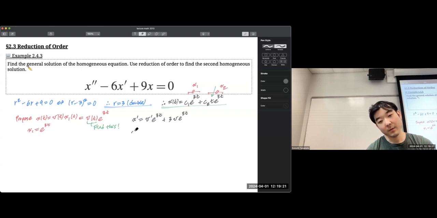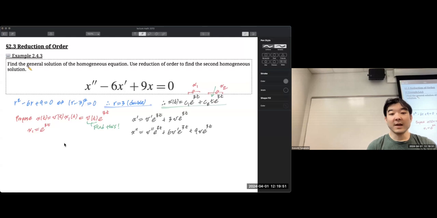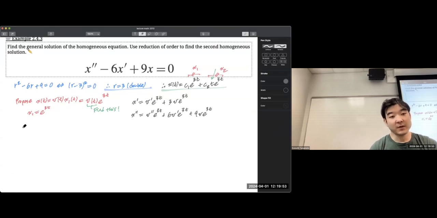And then you're going to do x double prime. You'll get v double prime e to the 3t. This is a double prime. You'll get another 3. This one's going to have a prime. So overall, you're going to have, I'm combining terms here, but you'll get 2 that add up to become 6v prime e to the 3t. And then the last is going to be the 9v e to the 3t. So those are your derivatives. And then we're going to plug this into this differential equation.